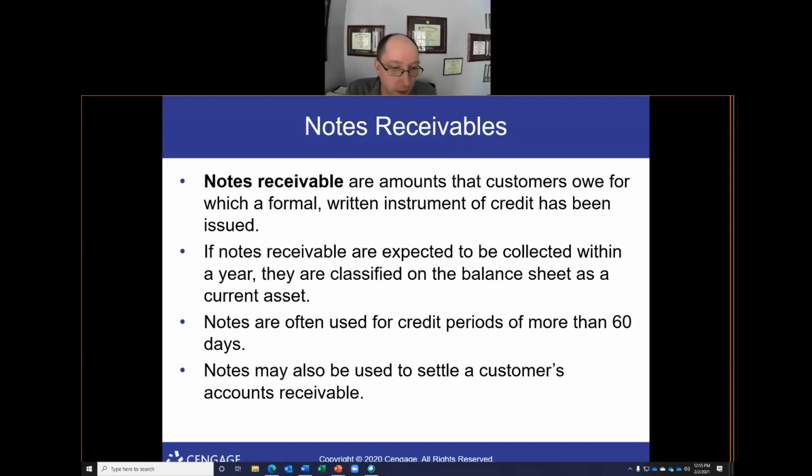Notes may also be used to settle customer accounts receivable. Sometimes a customer might fall behind in their accounts receivable. They haven't paid it within 30 days or 60 days. And so the business will say, hey, listen, I'm going to convert your accounts receivable to a notes receivable. I'm going to charge you some interest.